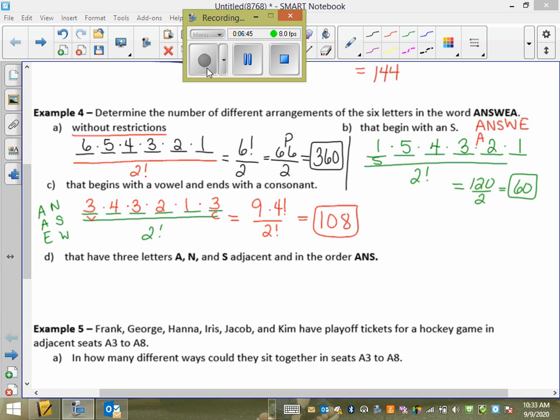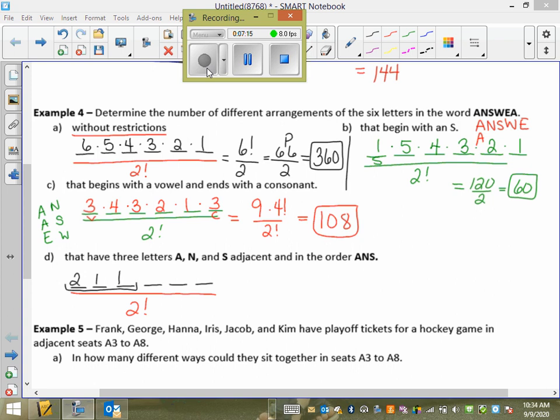D says that the 3 letters A, N, S are adjacent. Adjacent means side by side or attached together, right? And in the order A, N, S. So we have 2 factorial. On the top we have 1, 2, 3, 4, 5, 6. Catch: it has to be in the order A, N, S. How many A's do I have? 2. How many N's? 1. How many S's? 1.